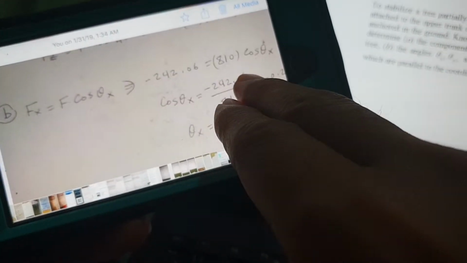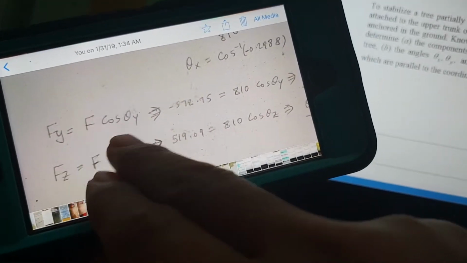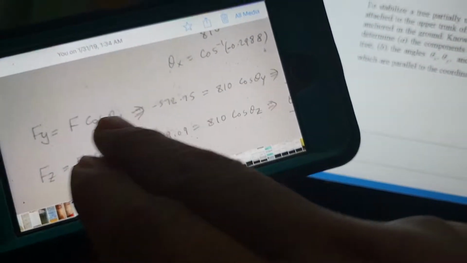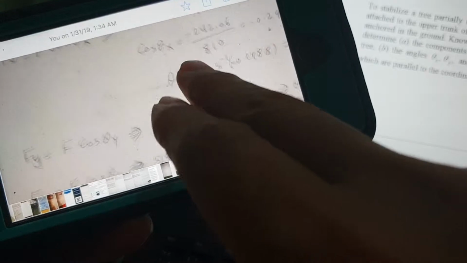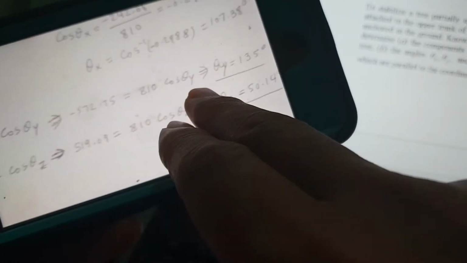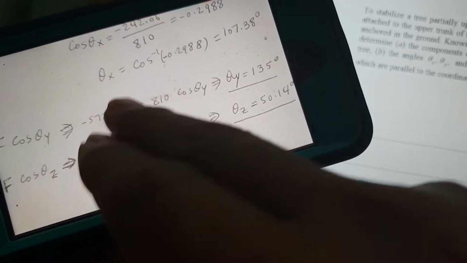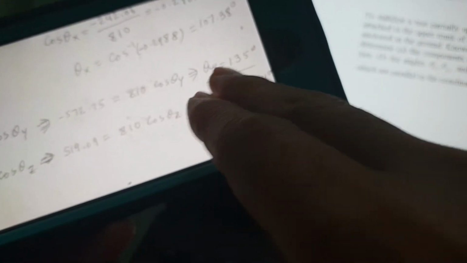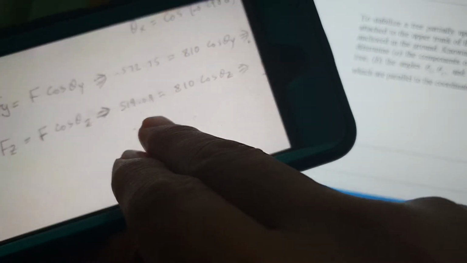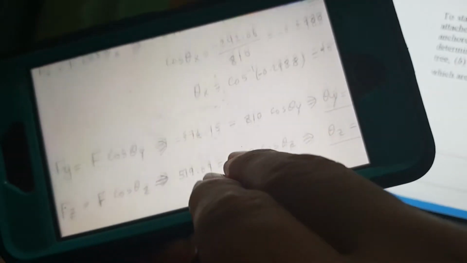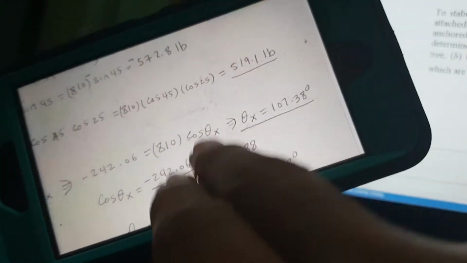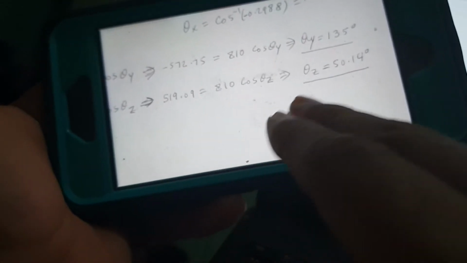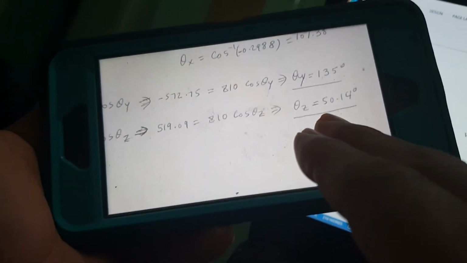You'll do the same thing for Fy. Fy is equal to F cosine theta y. Fy is given from the previous equation as minus 572.8, and F is 810 cosine theta y. You have to put the minus, because otherwise you're going to get another angle. Theta y is 135 degrees. And the last one, Fz is F cosine theta z. Fz was given here as 519.1, and F is 810 cosine theta z. You do the cosine theta z, this over this, and then you find theta z as the cosine inverse of the whole thing. Theta z is equal to 15.14. Okay, thank you.